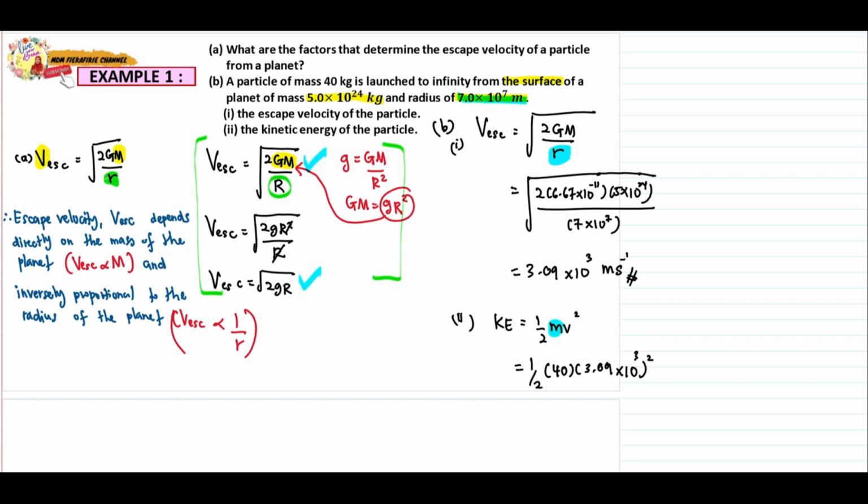Kita dah kira, jangan lupa squared. Okay, and then okay, press your calculator carefully. So the final answer should be 1.91 exponent 8 joule. Okay, so finish example number 1.